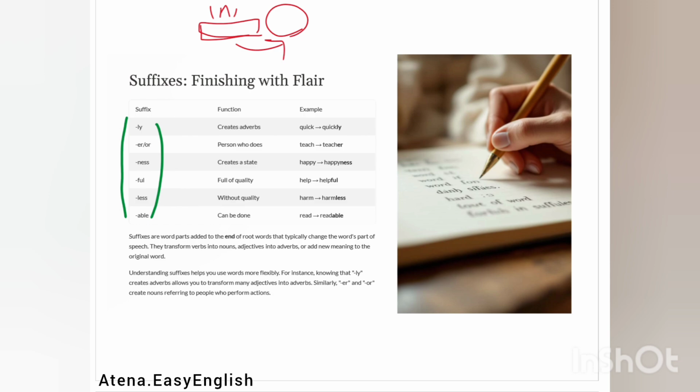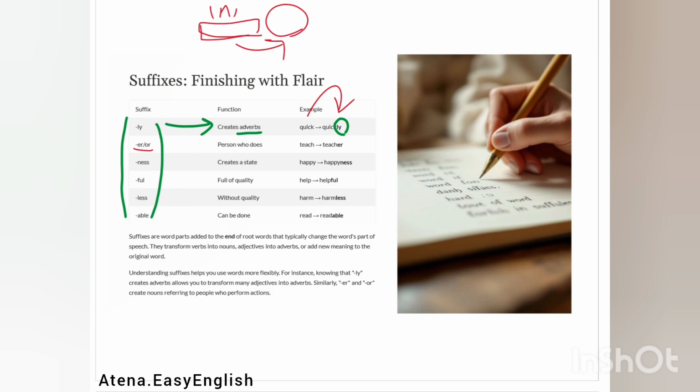The first one is ly, that creates adverbs in English. Look at here. Quick, quickly. Slow, slowly. So the ly here changes the part of speech of your word. If it's an adjective, it changes it to an adverb. So it's an adverb maker.